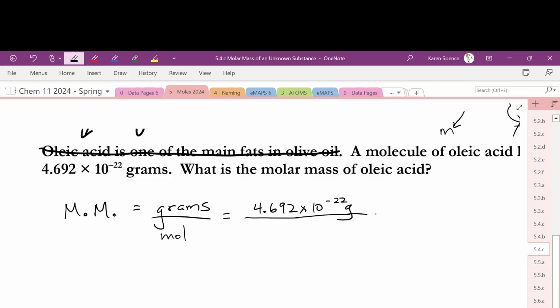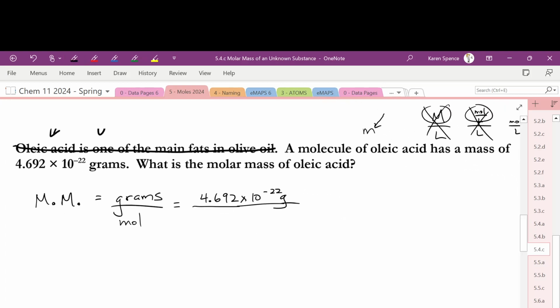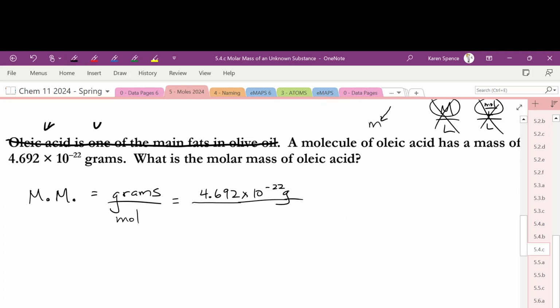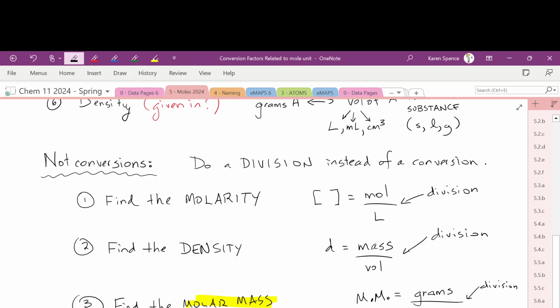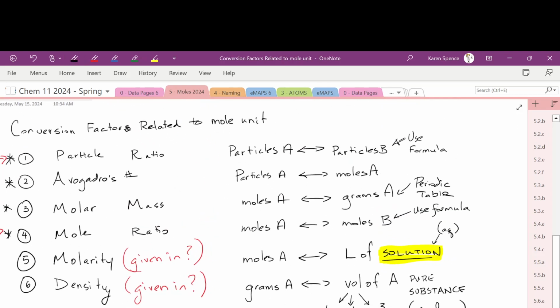Now, let's say you had no idea what to do next. You would say, I have moles. What could I use to find moles? And that's when you're going to go back to all of your conversion factors. You're going to say, what can I use to find moles?